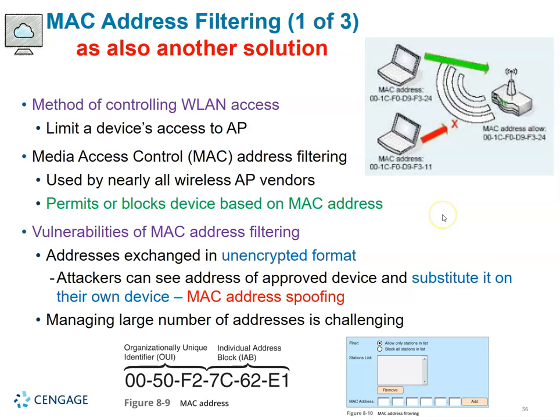So what are the vulnerabilities of MAC address filtering? This is unencrypted. That's a big problem. It means attackers can see that and then they can spoof it. In other words, they can substitute it on their own device, create a fake network card with that MAC address on it. Another problem is this can get cumbersome if you have thousands and thousands of MAC addresses that you have to keep track of. So that's a large number of addresses, which can be very challenging.